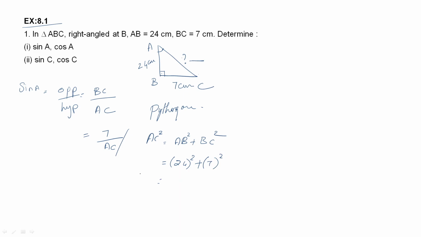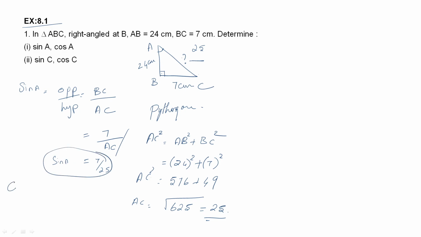So this is coming to 576 plus 49, which is 625, that is AC square. So if you want AC, what you will do, you will find the square root of 625, which is equal to 25. So that means the value of hypotenuse we have found as 25. So sin A will become 7 by 25. Okay, this is the answer for sin A.